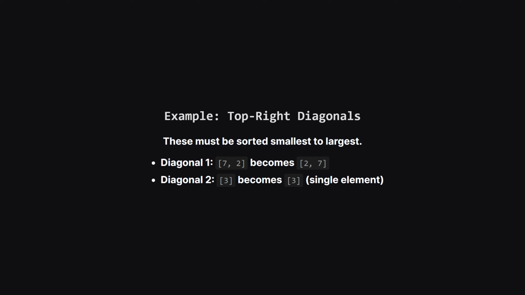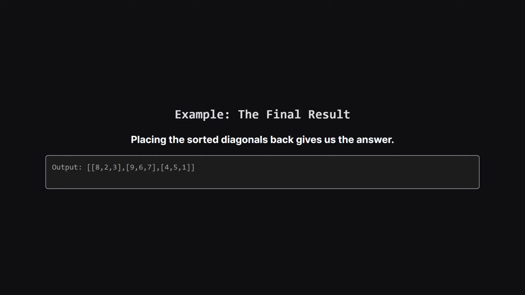Easy enough. Now for the top right section. There's a diagonal with 7 and 2. Sorting this from smallest to largest gives us 2, 7. And the final diagonal just has the number 3. With all our individual diagonals sorted, we can now put them back into the grid. And when we reassemble the grid with these newly sorted diagonals, we get the final output. The 8, 6, 1 goes where the 1, 8, 6 was, the 2, 7 goes where 7, 2 was, and so on. This process of taking things out, sorting them, and putting them back is the core of our solution.